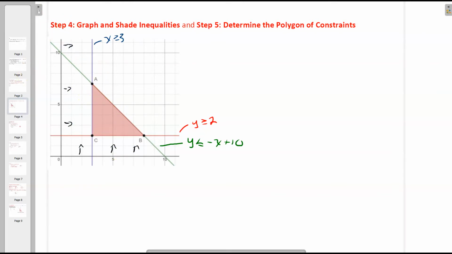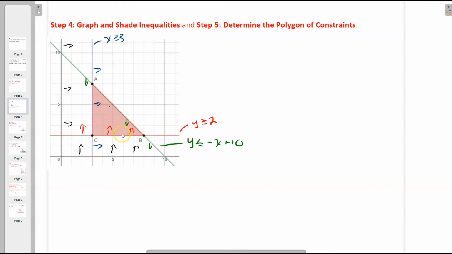So now let's look at the shading for each of the others, because we've got less than or equal to, that says we're below the green line. The red line tells us it's greater than or equal to, so we're above the red line. And the purple line is also greater than or equal to, so again, we're to the right where the numbers are larger. So the shaded pink area is the area where all of the arrows overlap.